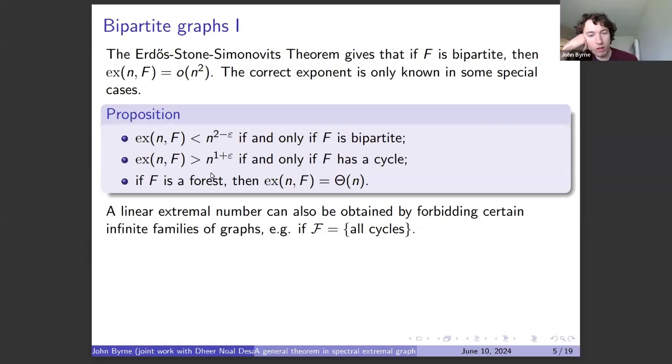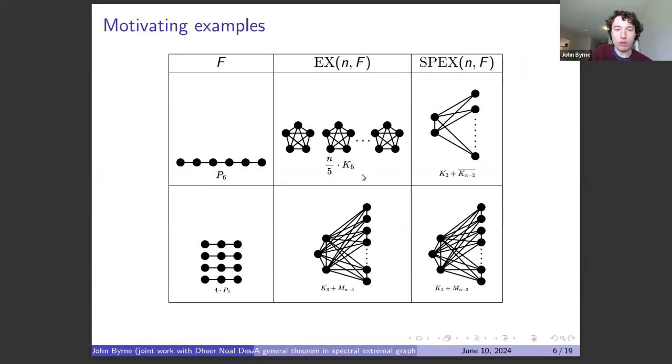I should mention that there's one other way that one can obtain a linear Turán number, and that's by forbidding an infinite family of graphs. So for example, if you forbid all cycles, then the extremal graphs are just trees, which of course have a linear number of edges. Okay, so focusing in on this regime where we have a linear Turán number, I want to give a couple of motivating examples illustrating the pattern that we were trying to formalize in our result.